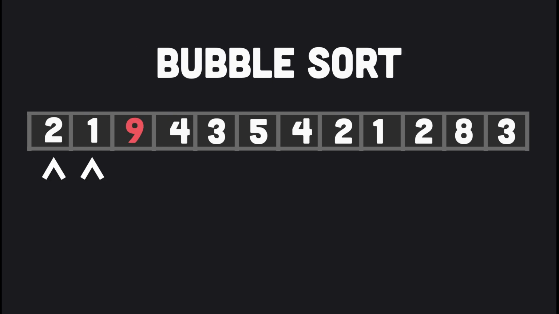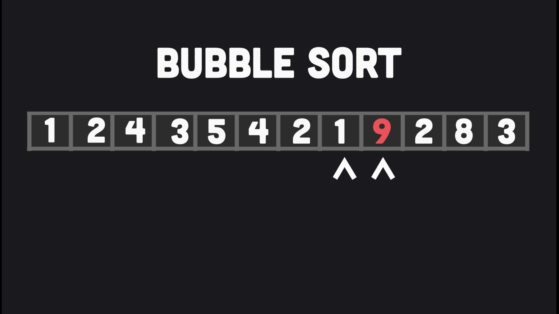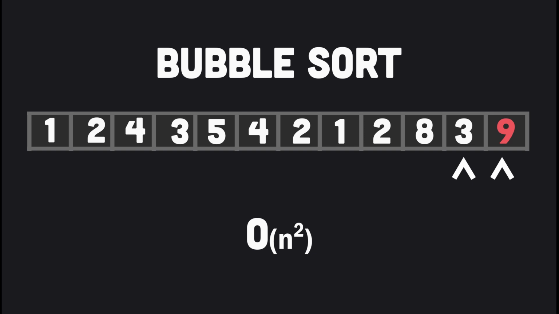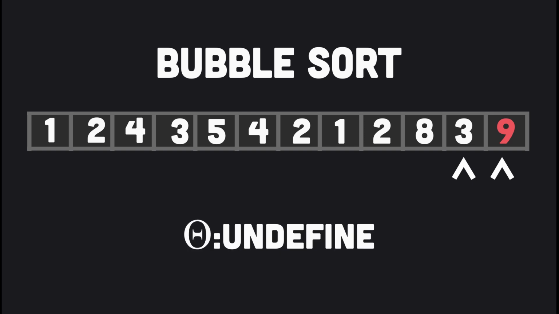Then came bubble sort. This algorithm compares adjacent pairs of elements and swaps them if they're in the wrong order. Each pass through the list bubbles up the largest unsorted item to its correct position at the end. Worst case, O of n squared, similar to selection sort, it requires many passes and comparisons. Best case, omega of n. This is where bubble sort shines a little. If the list is already sorted, we can add an optimization. If no swaps occur during a pass, we know the list is sorted and can stop early. Theta, not defined. While it can be optimized, bubble sort isn't usually the top choice for large datasets.